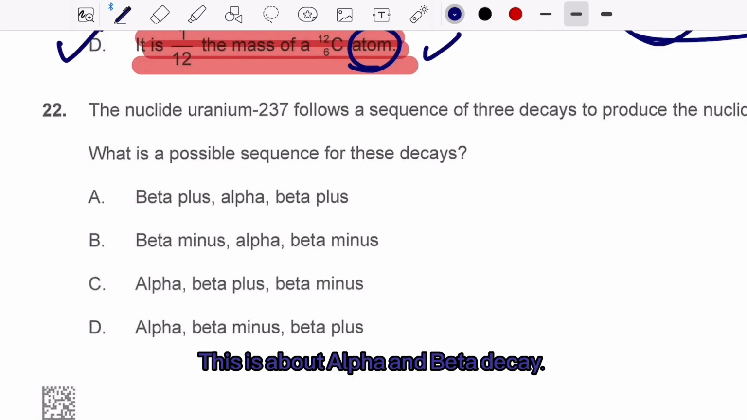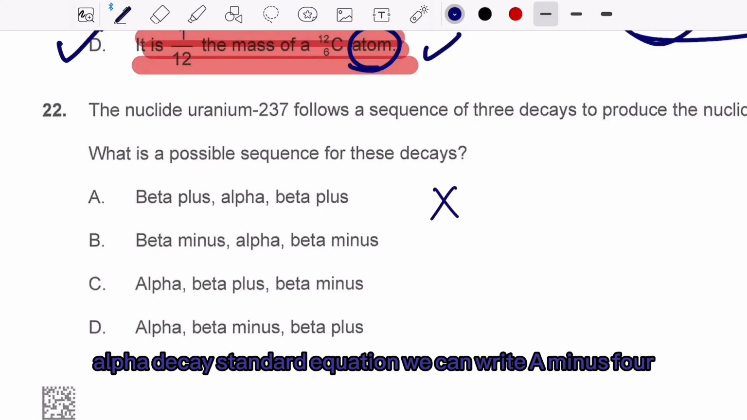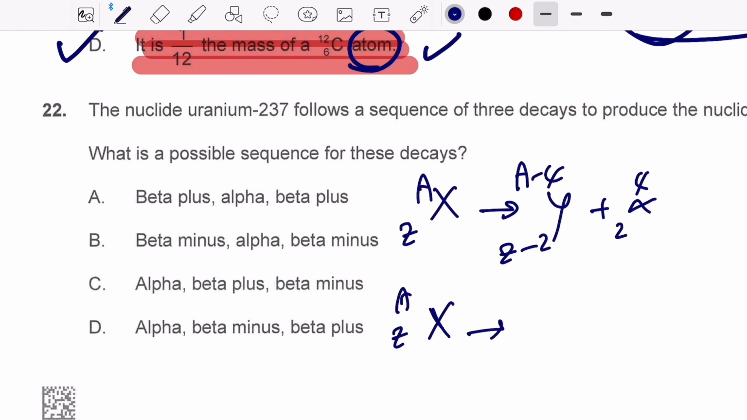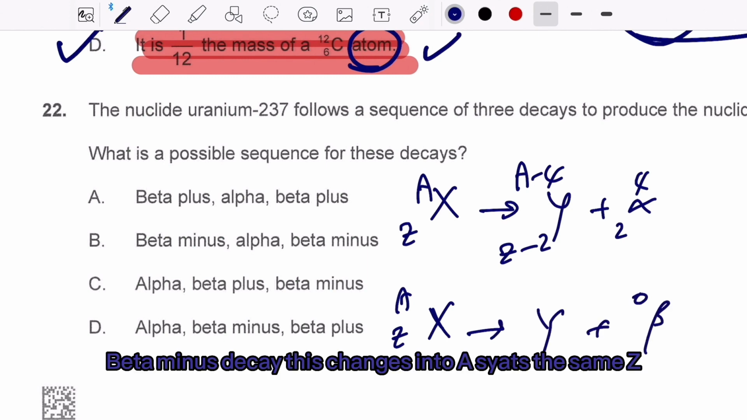This is about alpha and beta decay. Alpha decay standard equation, we can write A minus 4, Z minus 2, plus alpha 4 and 2. Similarly, let's say X, A, Z, beta minus decay, this changes into A stays the same, Z plus 1.